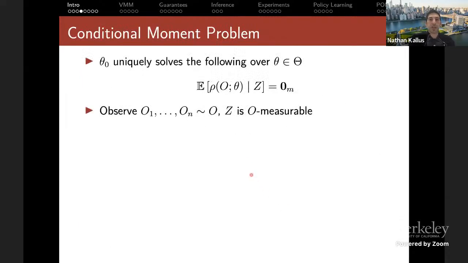Now we're going to say more generally, we're going to observe some observations O. This is our random variable. And we're going to have some function that's known to us, rho, that takes O and theta. And we're going to say theta naught is the one that uniquely solves this moment equation, which is now in M dimensions. Before we had just one dimension, but generally we would have M moment conditions. Okay, and what we observe is these observations O, and Z is just some aspect of O, some O-measurable variable, and we want to estimate and make inferences on theta naught.